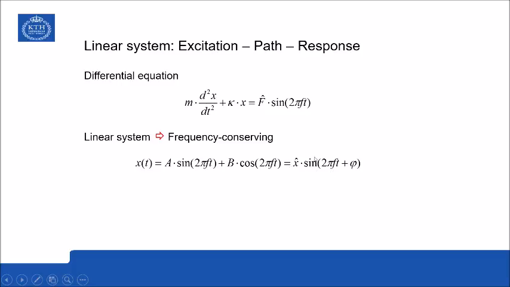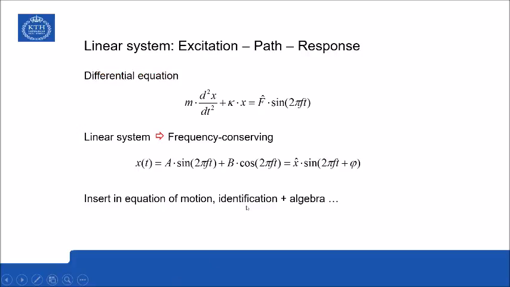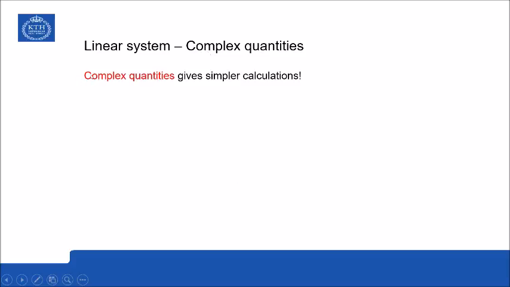So we now have to determine x hat with respect to f hat and the phase angle. And to do this, we insert this equation in the equation of motion, identify terms, and then use some algebra. And we will then find the response after some quite tedious calculations. Even this simple example takes some time. In order to simplify the algebra, we can use something called complex quantities.